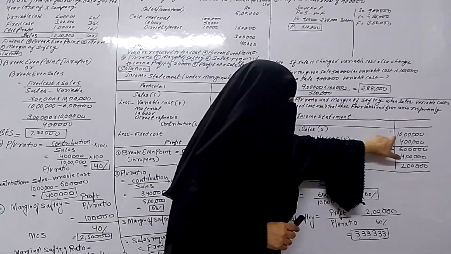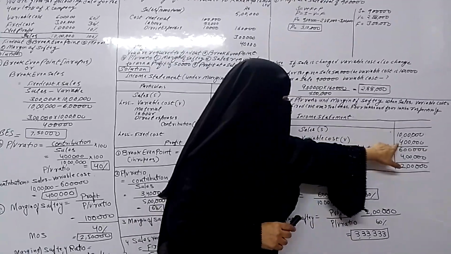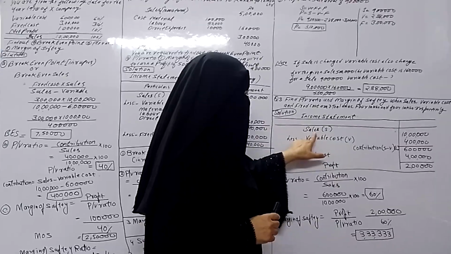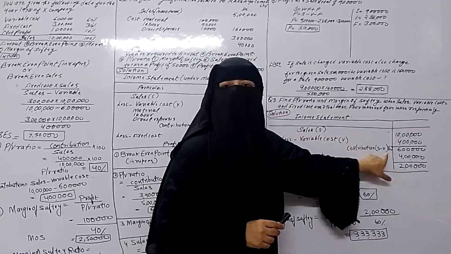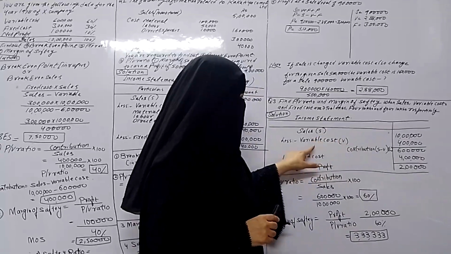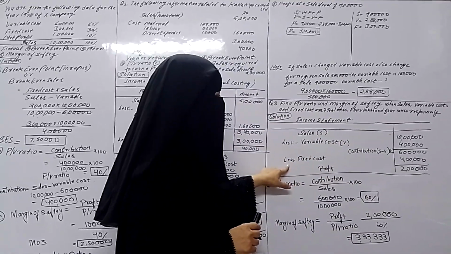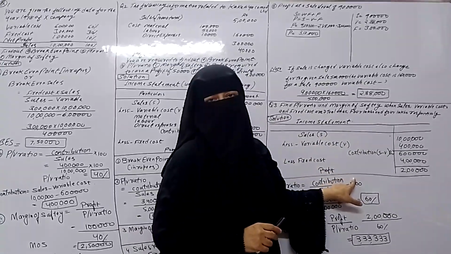Sales is 10 lakh, variable cost is 4 lakh. From sales we subtract the variable cost. Sales minus variable cost, we get the contribution. And from the contribution we subtract the fixed cost, we get the profit.